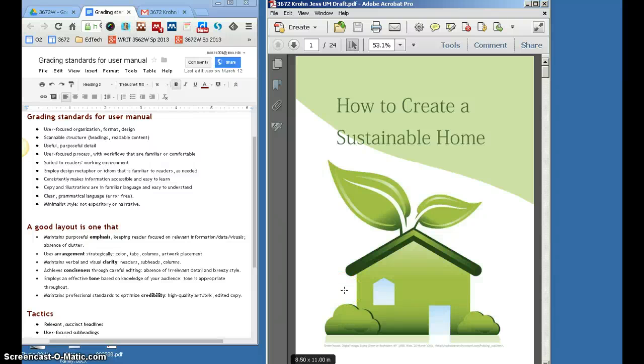Hi everyone, I want to walk through Jess's draft of her user manual to discuss these ideas over here. A good layout is one that uses or demonstrates these features. First of all, we start with emphasis, and there are several good examples in Jess's work to show how to achieve emphasis in your work.